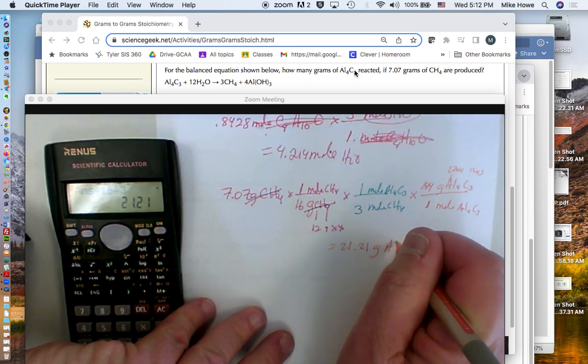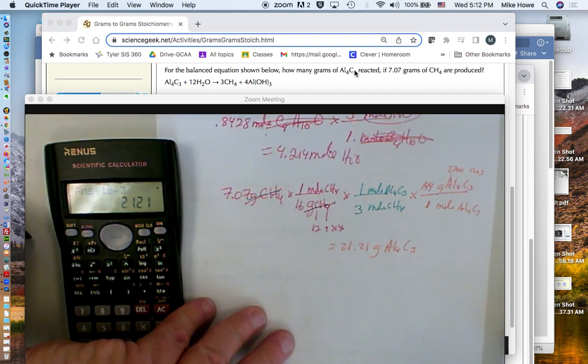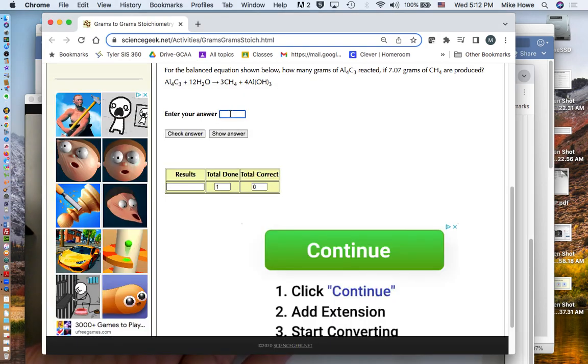That'd be grams of Al4C3. So then we go back and type in our answer, 21.21. And we check our answer, and we find out that that is the correct answer.